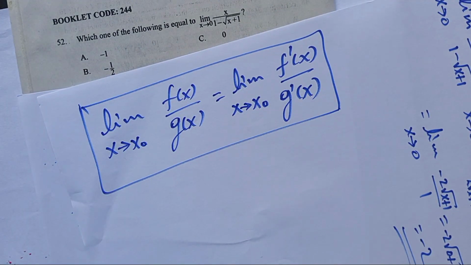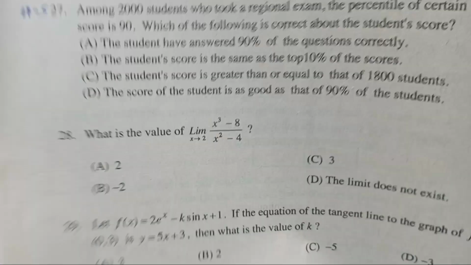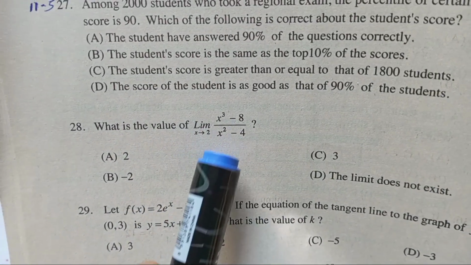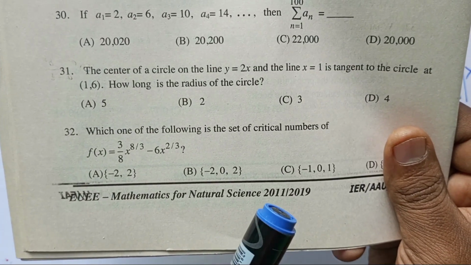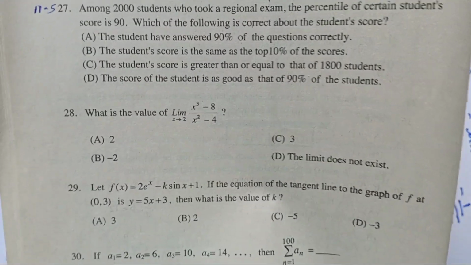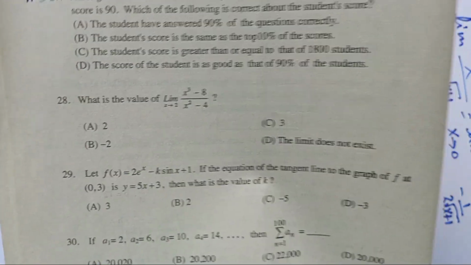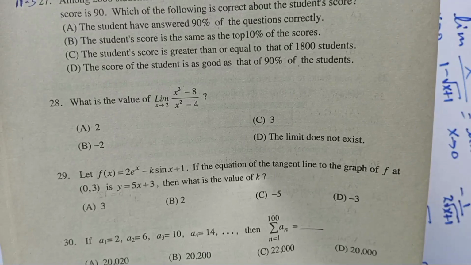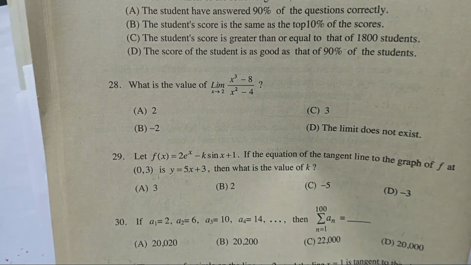So, okay, students, you have a question to try your answer for. Question number 28. What is the limit of x cubed minus 8 over x squared minus 4 as x approaches 2? This one is a question from the 2011 entrance exam. Please use L'Hopital's rule, easily within 1 minute, we can find the value of the limit of this function without any factorization. Please try this one and write your answer in the comments.